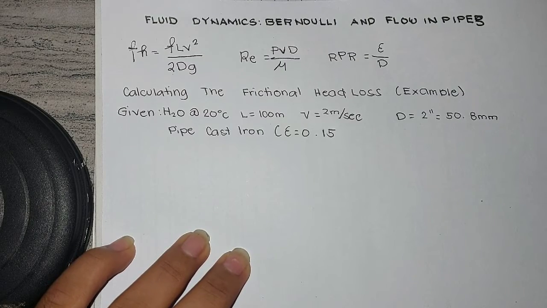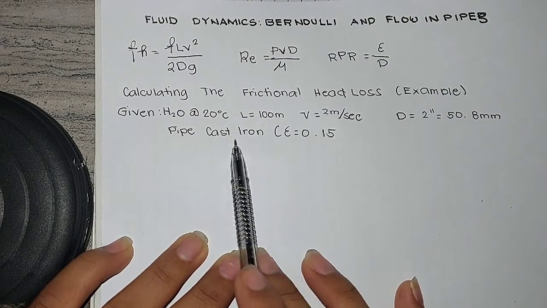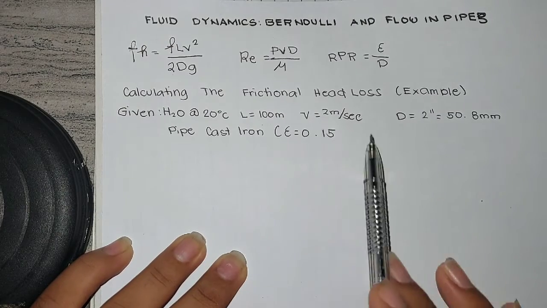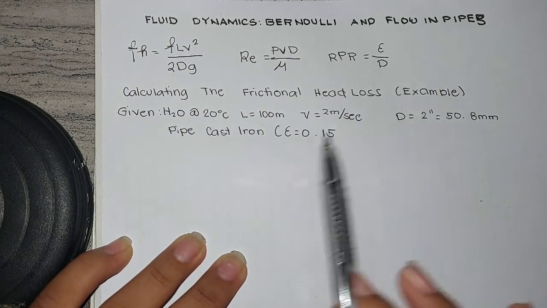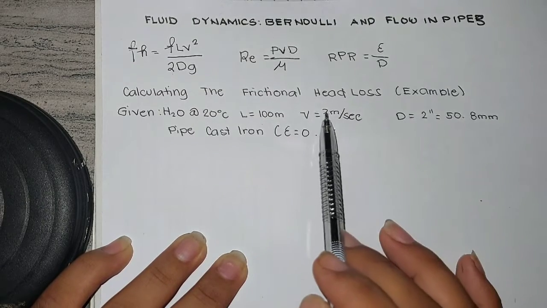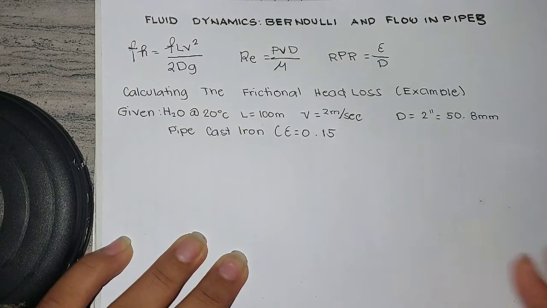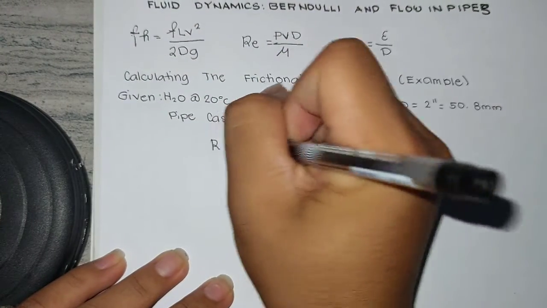In this particular instance, our pipe is 100 meters long, made of cast iron, and has a 2 inch diameter, with water at 20 degrees Celsius flowing through it at a rate of 2 meters per second. So we need to determine whether the flow is going to be laminar or turbulent. So we're going to calculate using the Reynolds number.